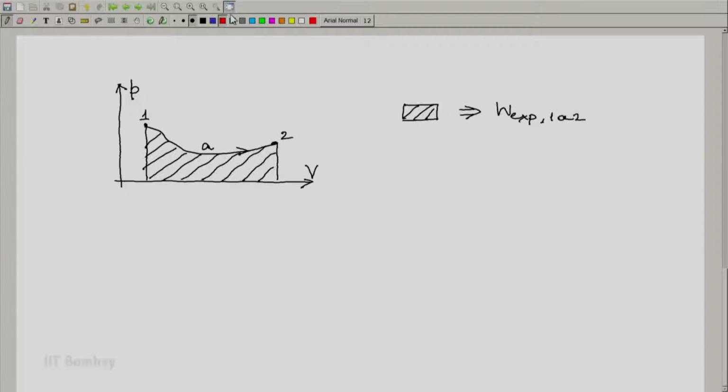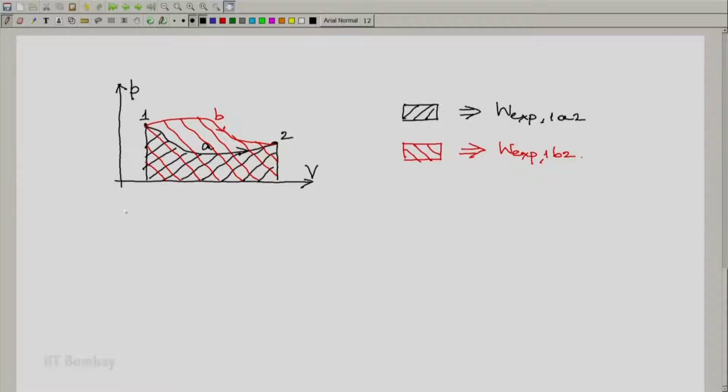But it is possible that in some other instance the same system executes another quasi-static process from 1 to 2, but this time the process looks like this. Represent it as 1B2. And now we realize that the value of the integral will be different. Now it is shown by hashed red lines. So we can say that this represents W expansion by the system in the process 1B2.